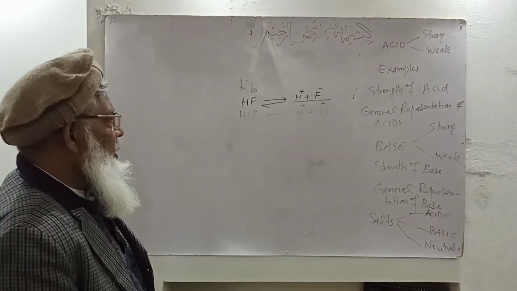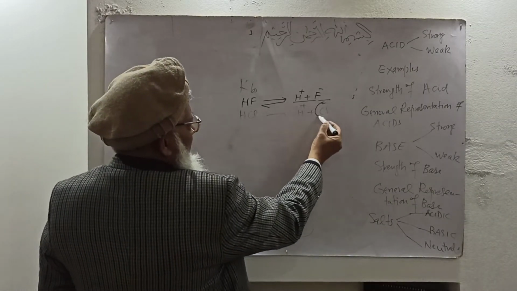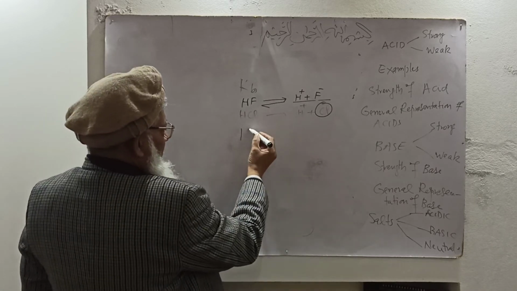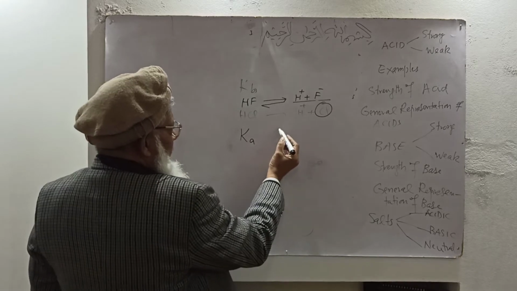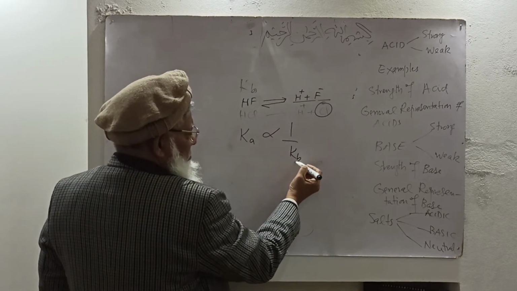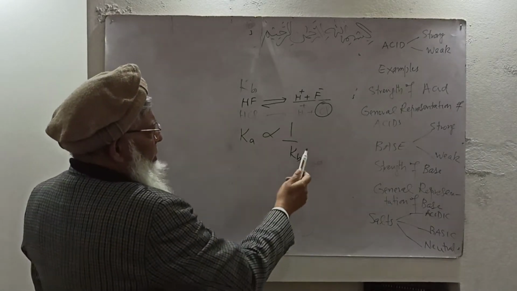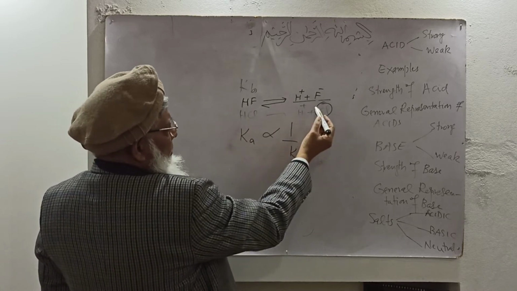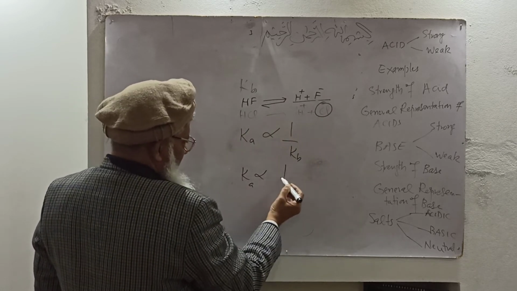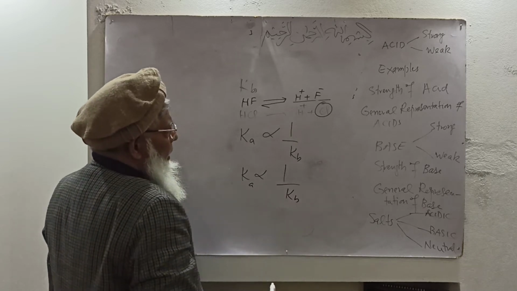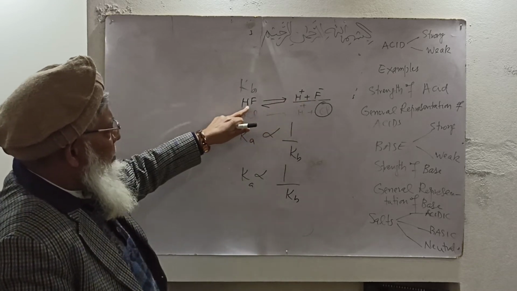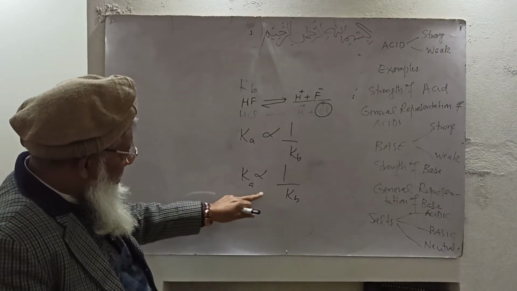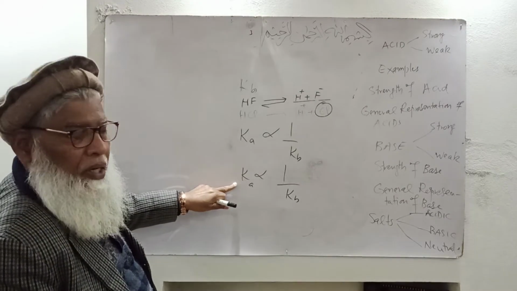So for any species, the strength of the acid is measured by Ka, which is the inverse of the Kb of its conjugate base. Similarly, for HF, Ka is the inverse of Kb. Its Kb is greater, so its Ka is lesser. So it is a weaker acid.